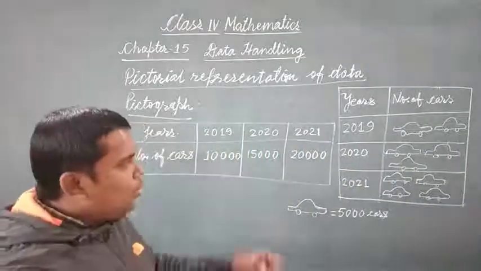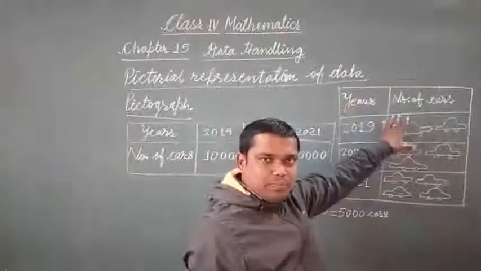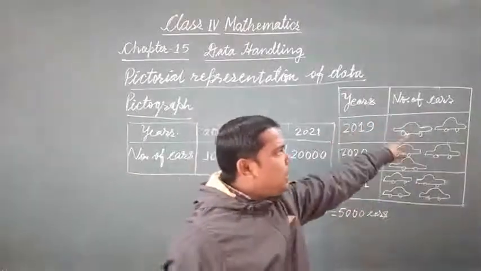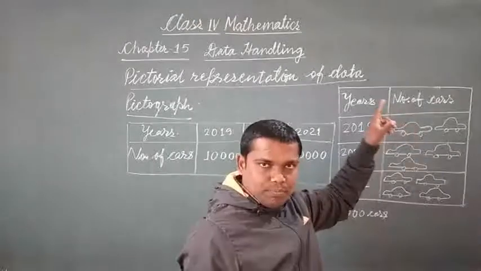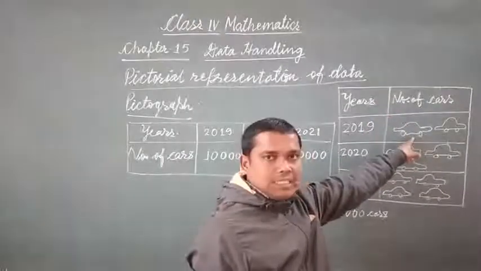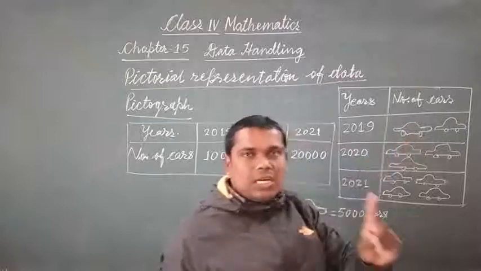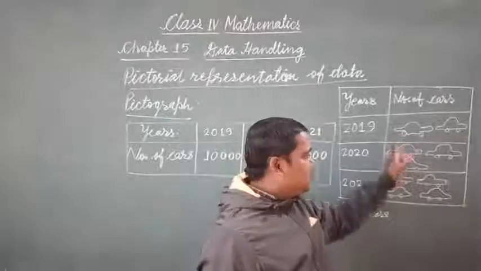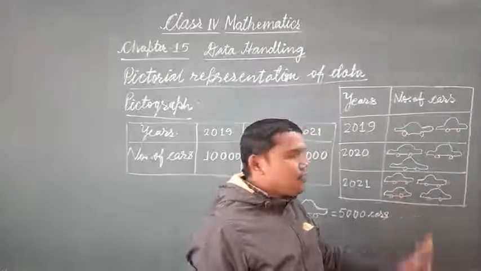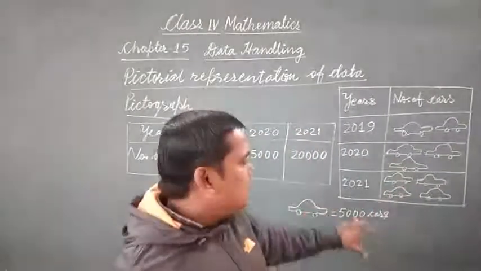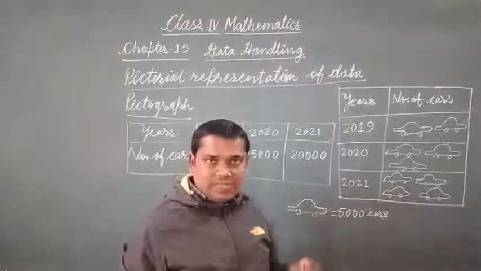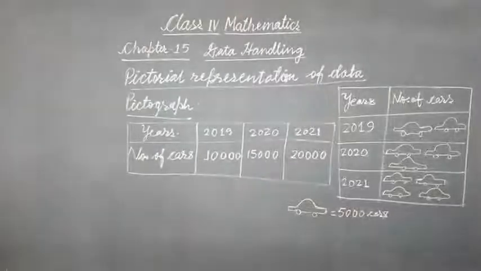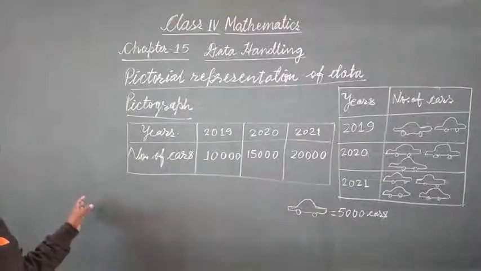Okay. Now, from this pictorial representation, it is clear that in 2019, the total number of cars produced is 10,000, since one car represents 5,000 cars. One symbol of car. Here 3, so 15,000. Here 4, so 20,000 cars produced in 2021. So this is the pictorial representation of data. Okay.